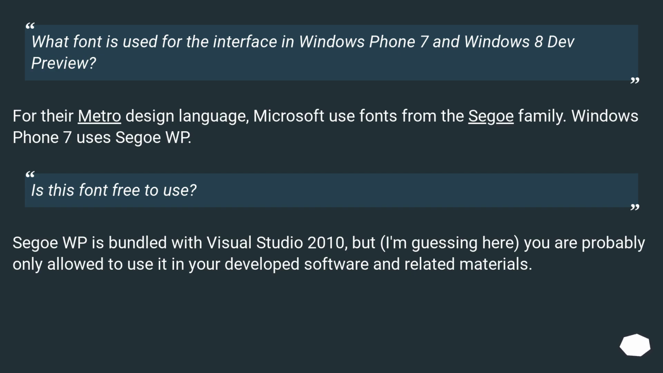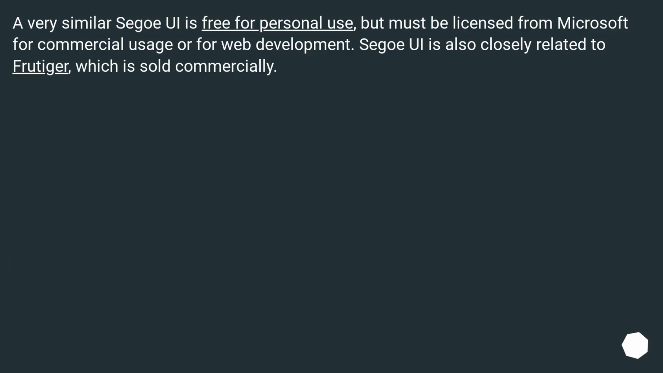Is this font free to use? Segoe WP is bundled with Visual Studio 2010, but, I'm guessing here, you are probably only allowed to use it in your developed software and related materials. A very similar Segoe UI is free for personal use, but must be licensed from Microsoft for commercial usage or for web development. Segoe UI is also closely related to Puddle, which is sold commercially.